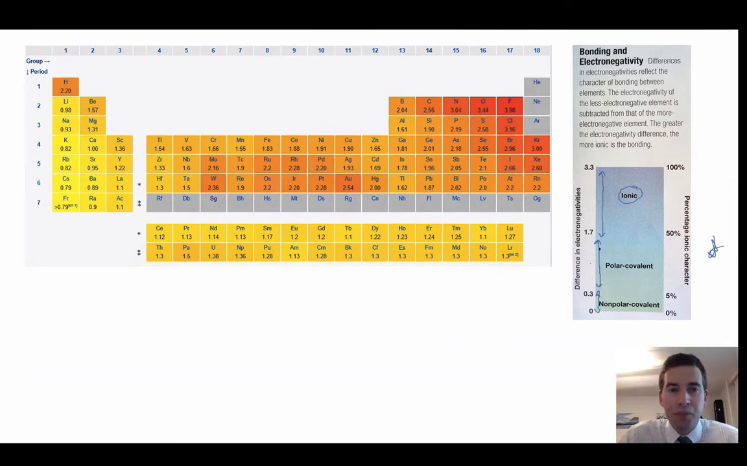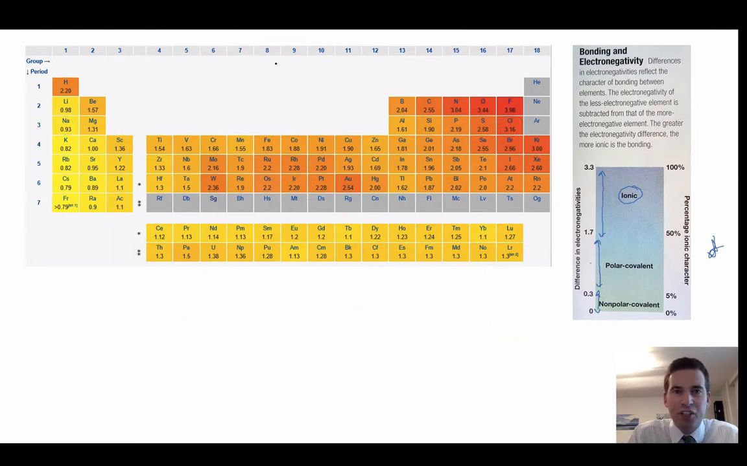So let's just look at a few examples. Let's look at sodium and chlorine, your typical example of an ionic bond. These are the electronegativity values for sodium and chlorine. Sodium is 0.93, chlorine 3.16. Take the small one away from the big one, and it gives you a value of 2.23. 2.23 is in the ionic bonding section, although you can see it's actually quite far from the most ionic substance you can get.